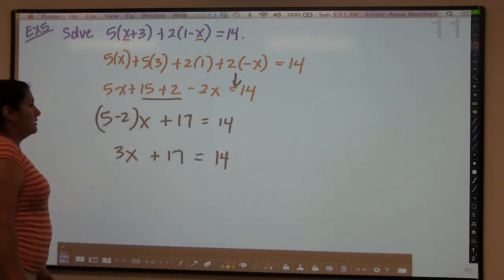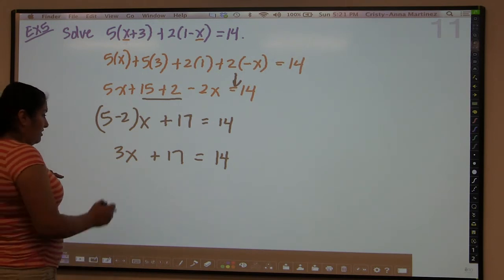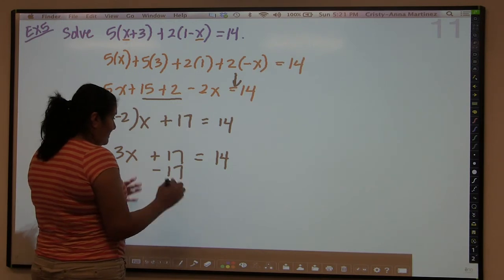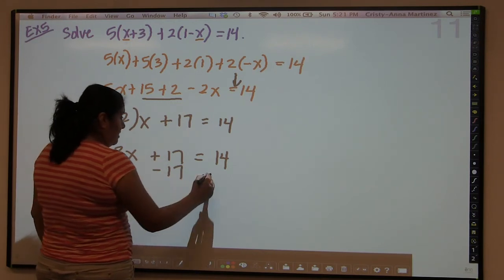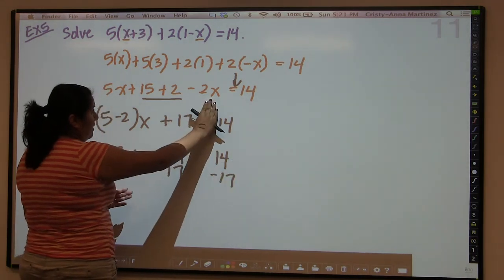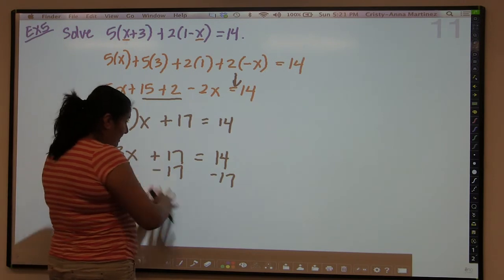All right, so now, like I said before, we're trying to isolate the variable. We've got the x's together, but now we need to move the 17. So you can see the difference now. See, now I am doing the opposite, but that's because I'm going to move it to the other side. I wasn't moving the 2x to the other side. I was just moving it further down over here. So now we're actually moving it to the other side.